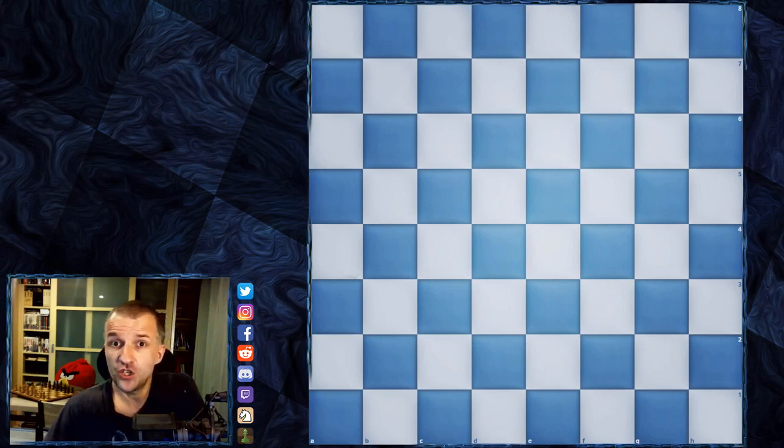Lesson number one is the chessboard, the geometry of the chessboard, and some exercises on how to recognize the squares, also how to set up the pieces on the chessboard. So we have the chessboard, 64 squares. 8 times 8 is of course 64.